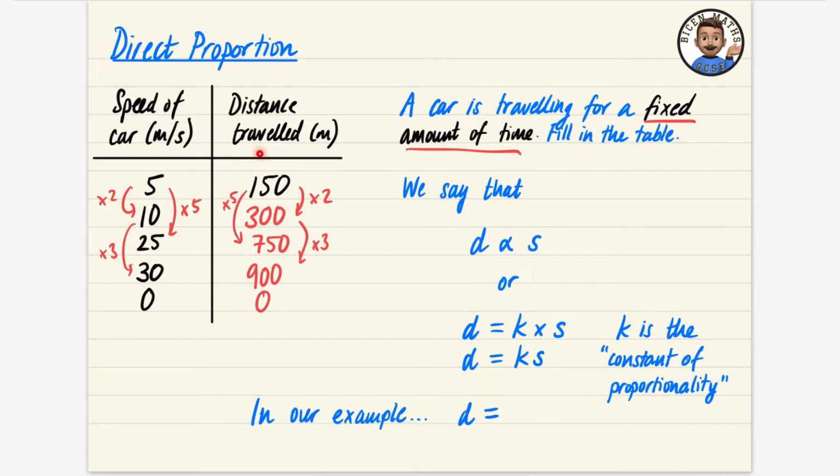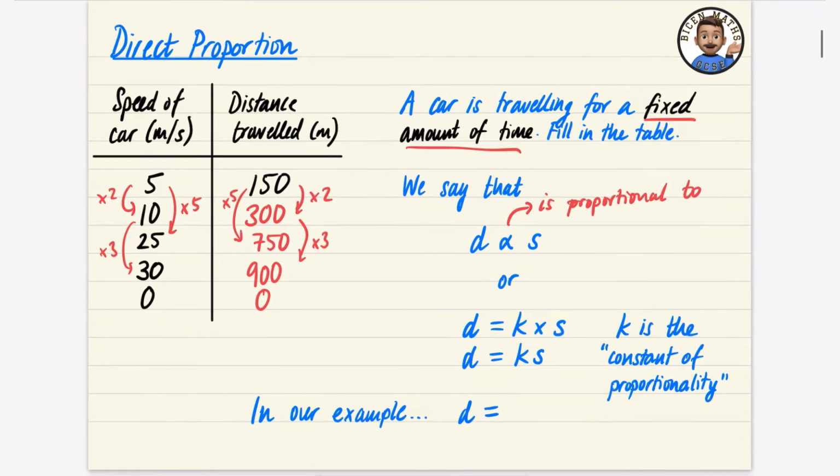So this table that we've got here is kind of the numerical representation of what's happening with direct proportion. And I've got some little extra bits of information over here. We say that D, and then this little symbol that looks kind of like the alpha symbol. Sometimes people say it looks like a fish symbol, but it's the proportionality symbol. We say that D is proportional to S. So this little sign here means is proportional to. So D is proportional to S.